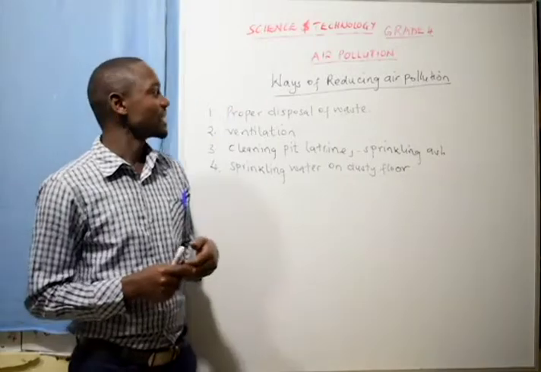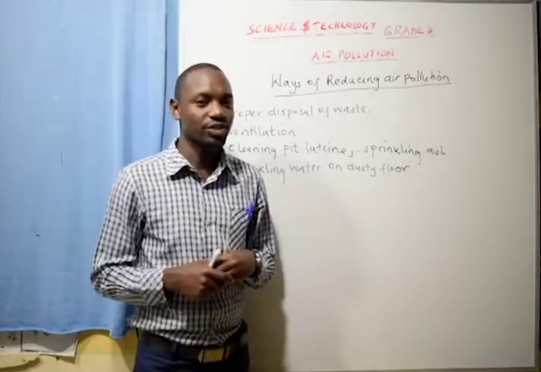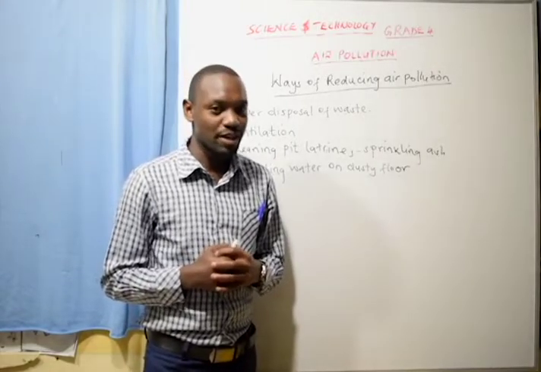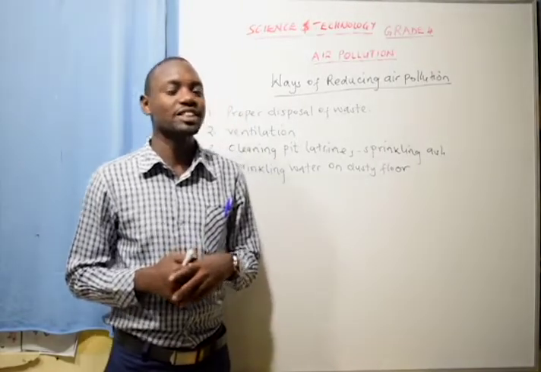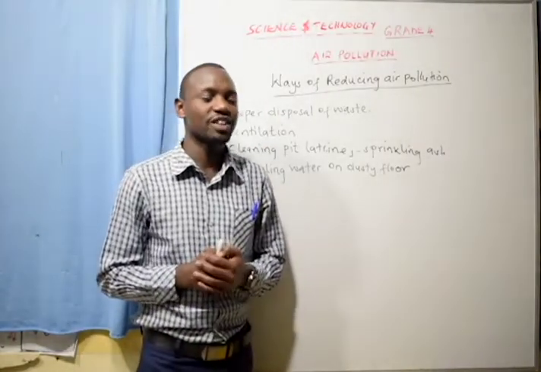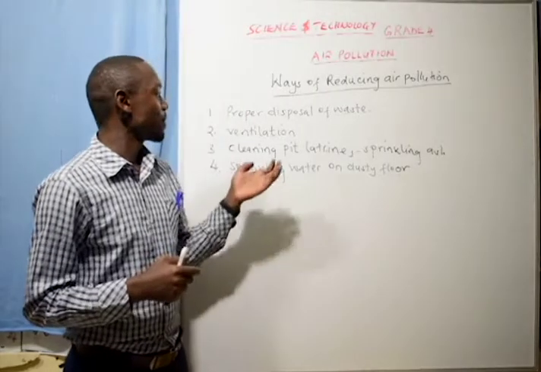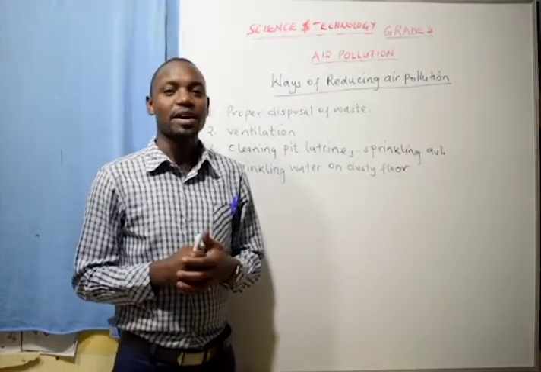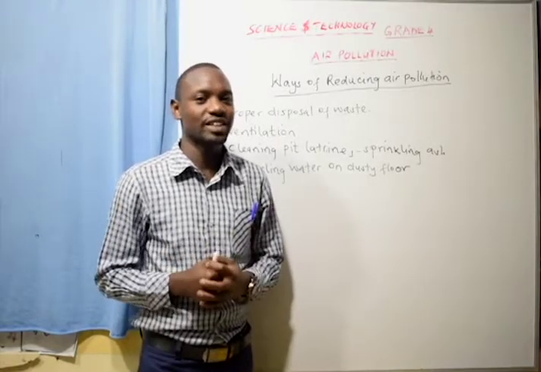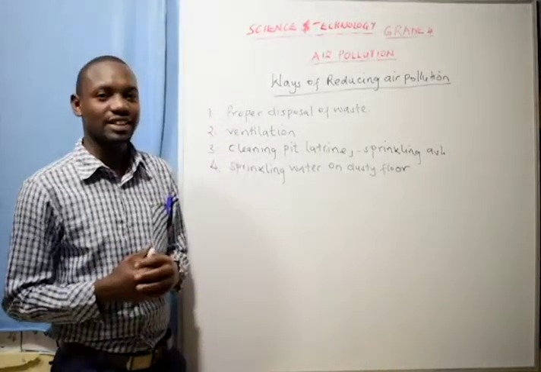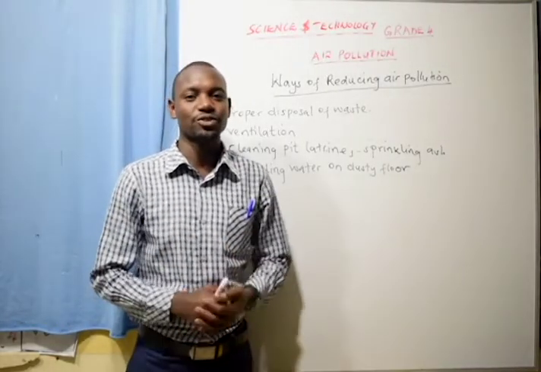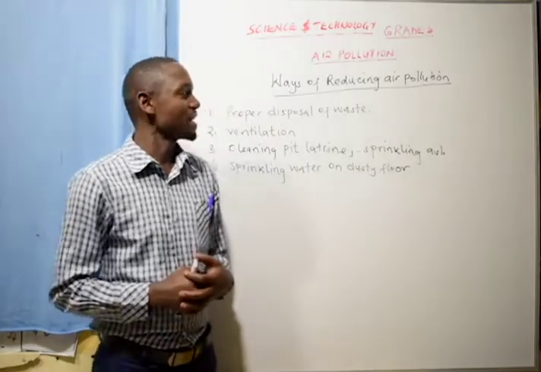We also looked at effects of air pollution, that is, it causes breathing problems. Air pollution also causes irritation or itching of the eyes. Air pollution also causes invisibility, that is, you are not able to see properly. And lastly, we say that air pollution causes a bad or a poor growth of plants. Those are effects of air pollution on living things.